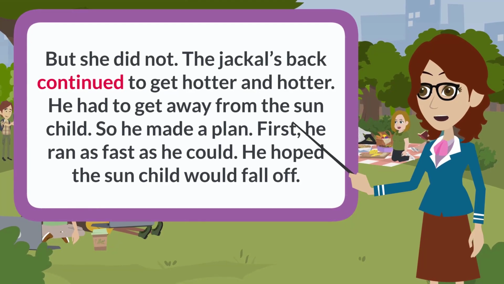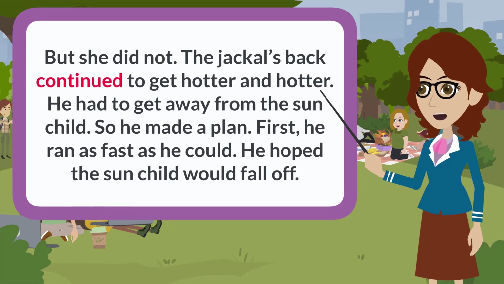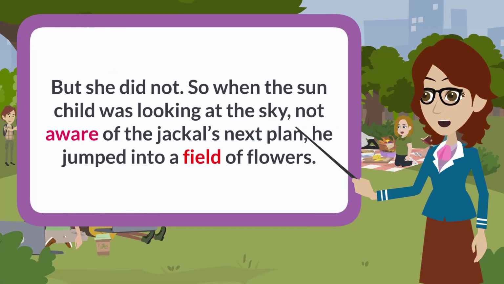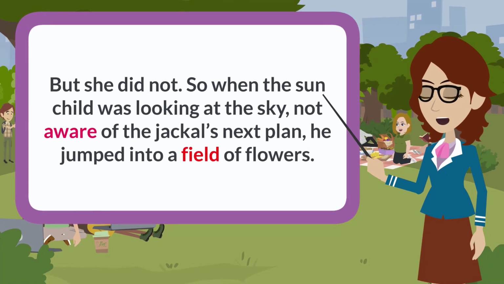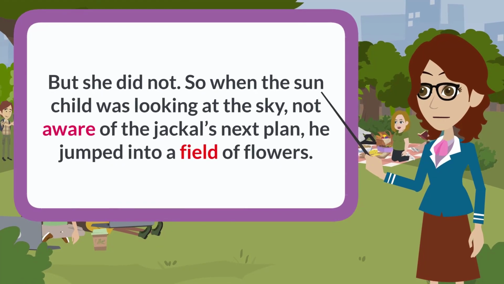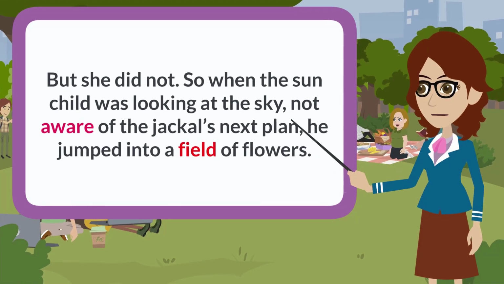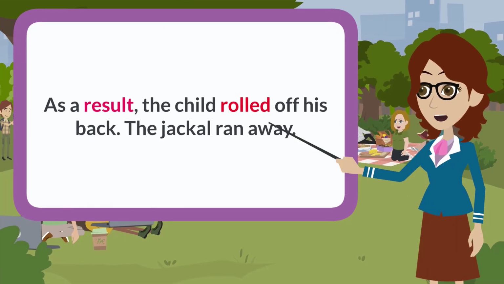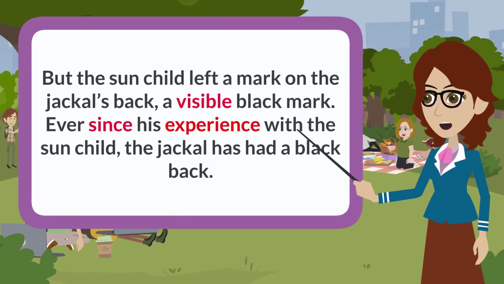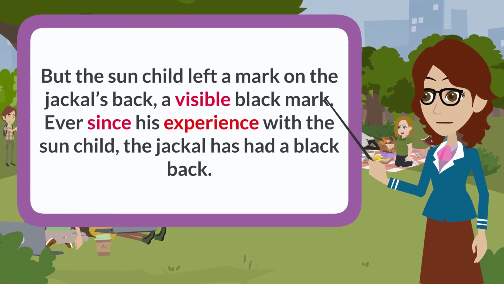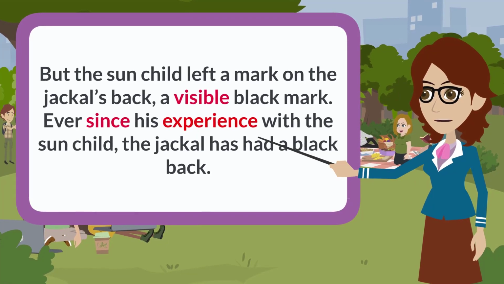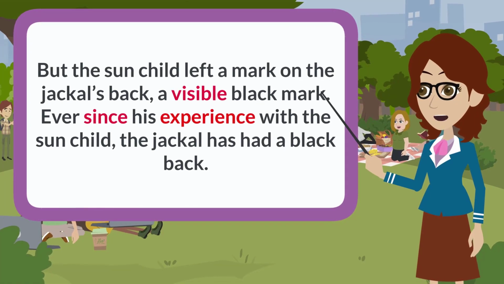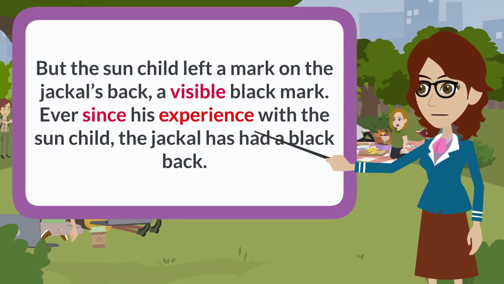First, he ran as fast as he could. He hoped the sun child would fall off, but she did not. So when the sun child was looking at the sky, not aware of the jackal's next plan, he jumped into a field of flowers. As a result, the child rolled off his back. The jackal ran away. But the sun child left a mark on the jackal's back, a visible black mark. Ever since his experience with the sun child, the jackal has had a black back.